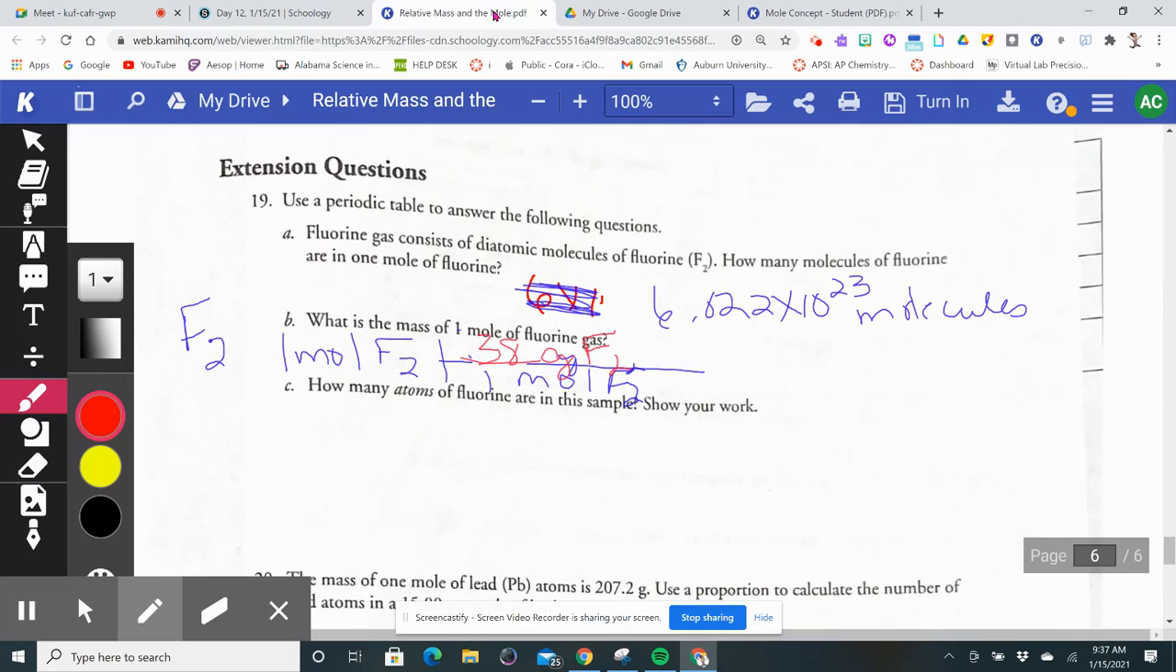All right, so here we are. I get the 38 by looking at the periodic table. Fluorine has an atomic mass of 19, but I have 2 of them, so it's 19 times 2. And then I'm just going to do my multiplying. My moles cancel out, and I have 1 times 38, which is 38 grams of fluorine. Okay, how many atoms of fluorine would this be?